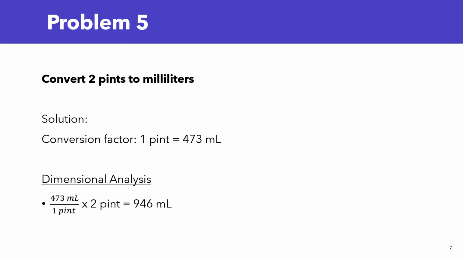So now, what are we going to do? We'll set up in a way that the unwanted units cancel out. What we're looking for is ml, so that means we're going to start with ml on top. So we'll have 473 ml over 1 pint times 2 pints. So we have 473 times 2, and that's 946 mLs. So 2 pints is 946 mL.